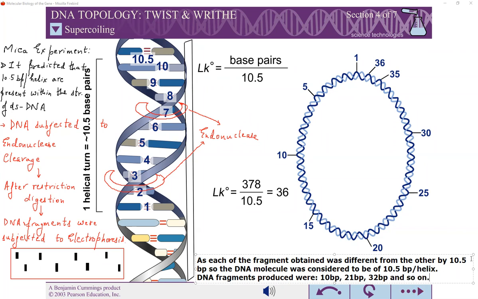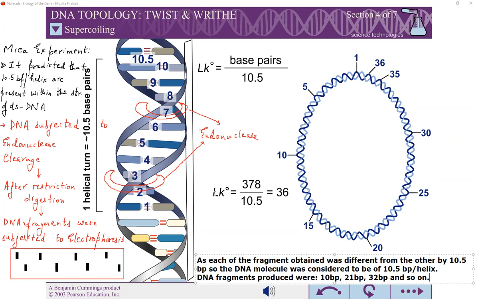This is how the DNA molecule was present. That is why it was considered that the length of the DNA is equivalent to 10.5 base pairs per helix. Okay. Now, when you look at the entire DNA structure, the entire DNA structure is of 378 base pairs.